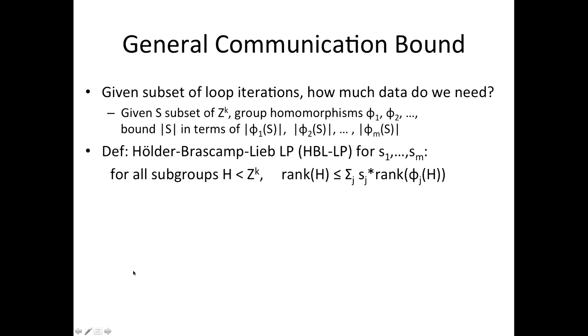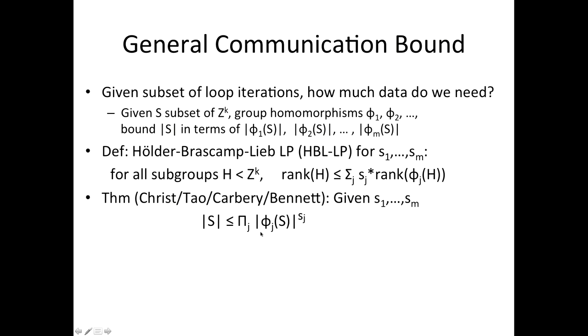And so given a subset of loop iterations, how much data do I need? So I'm going to have this list of homomorphisms, and I need to somehow write down a lower bound. And it turns out that this is where the HBL came from. The famous mathematicians are Holder, Braskamp, and Leap. And they wrote down a linear program which said that if I can solve this linear program, where these are just integers, like dimensions of vector spaces, they have to be satisfied.